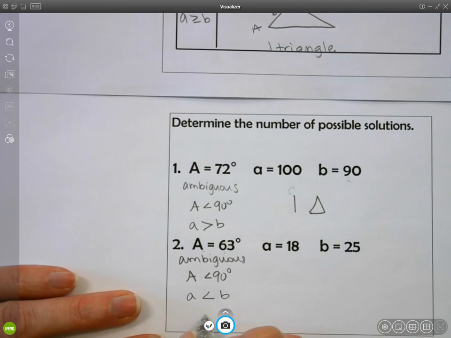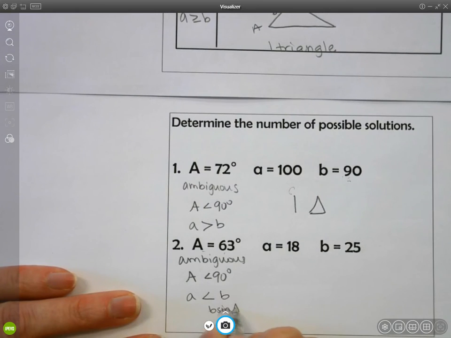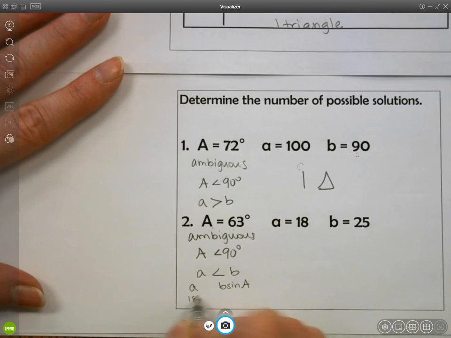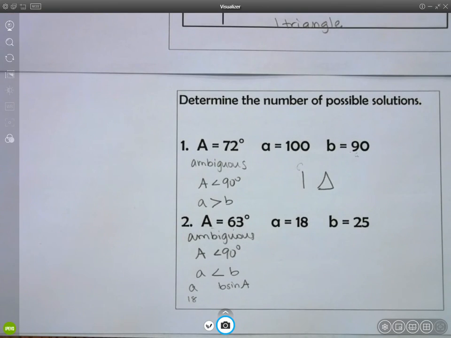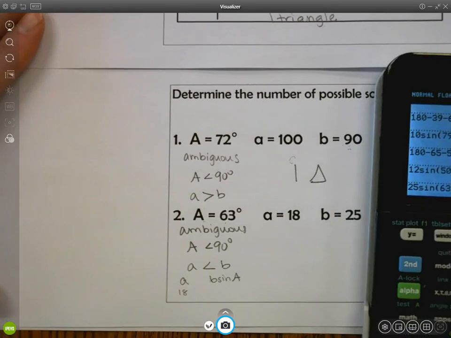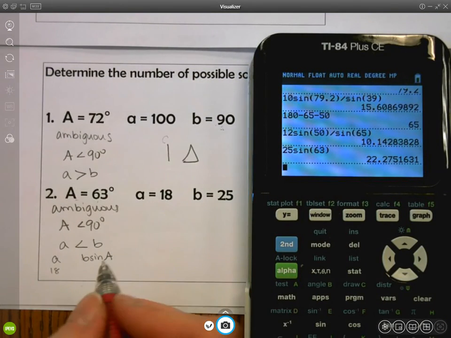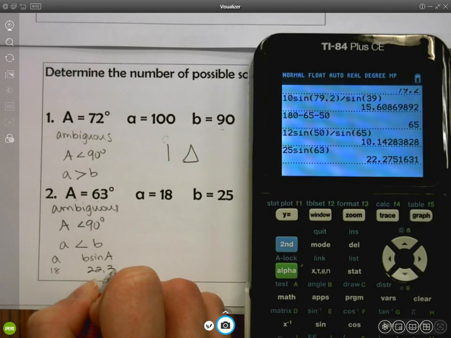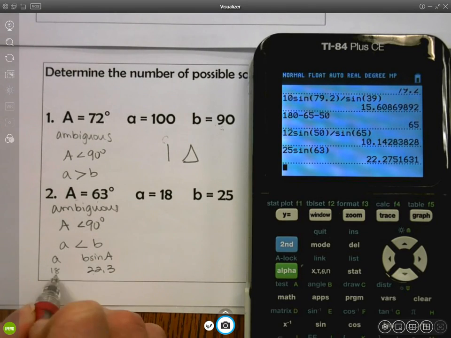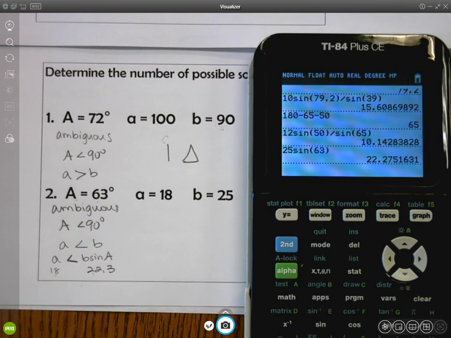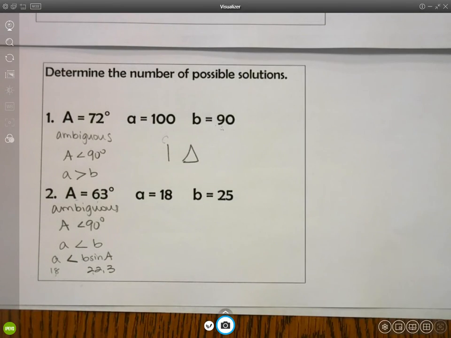Since A is less than B, we have to figure out what B sine A is and compare that to A. So we know A is 18. If we do B sine of angle A, in our calculator we're going to do 25 sine of 63, and we get 22.3. All right, so if we compare these, 18 is less than 22.3, so A is less than the height.